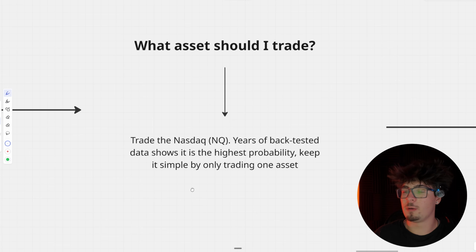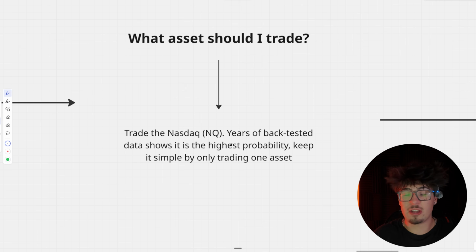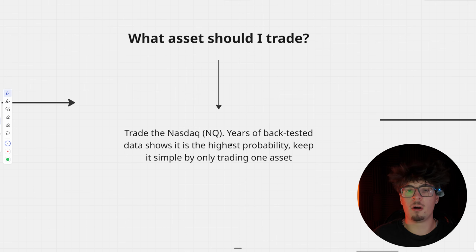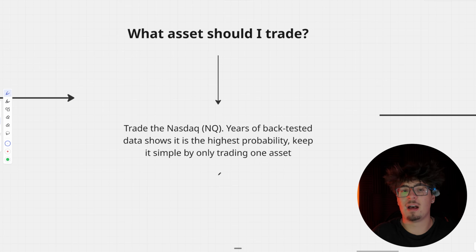The next most frequently asked question I get asked is, what assets should I trade? There's gold, there's the S&P 500, Forex. Just trade the NASDAQ, trade NQ. Years of backtested data has shown that it's the highest probability, and why not just keep it simpler by trading one asset? At the end of the day, almost every publicly traded market is going to run. The more that a publicly traded asset is traded by institutions, the higher probability it's going to be using ICT concepts. Just use the NASDAQ, keep it simple, and profitability will be on its way. There's no reason to confuse trading more than it already is, right?